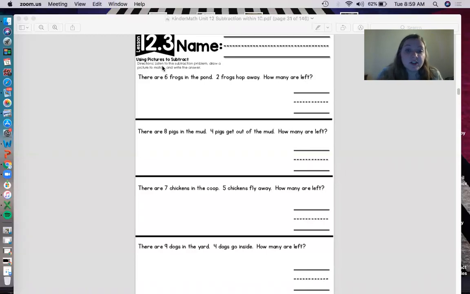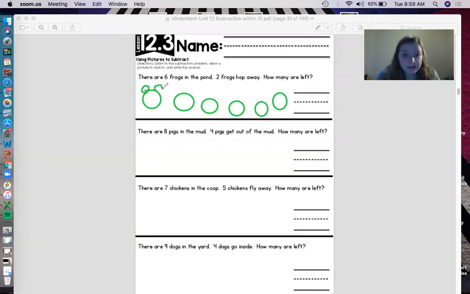So we are actually going to start off with the bigger number. So we have six frogs in the pond. So let's draw six frogs. One, two, three, four, five, six. And then I'm going to add my faces in. Got to draw the eyes and a smile. So you should be drawing six frogs.